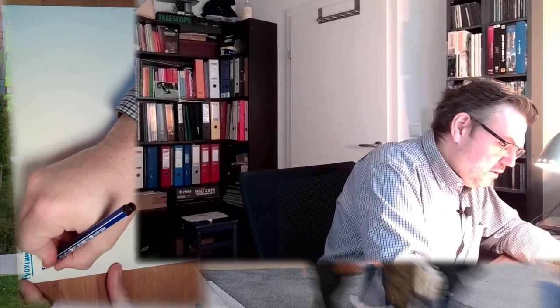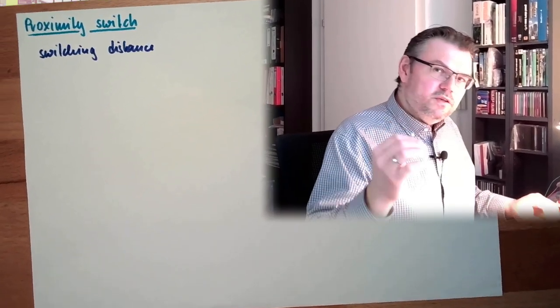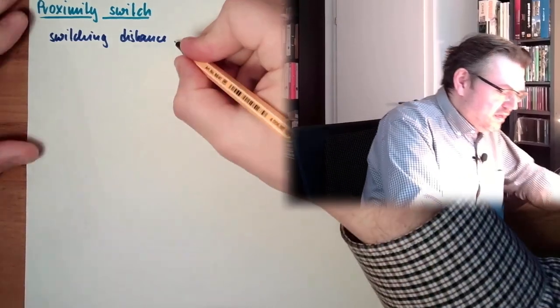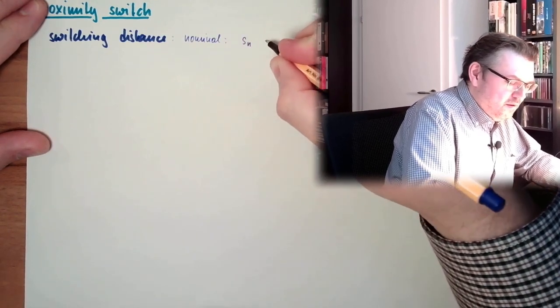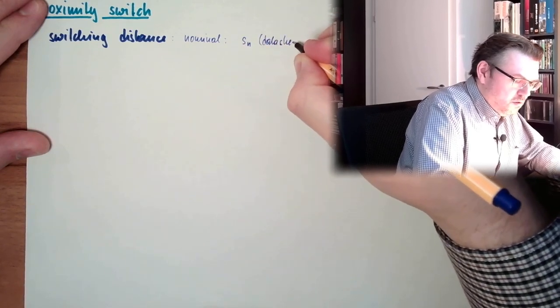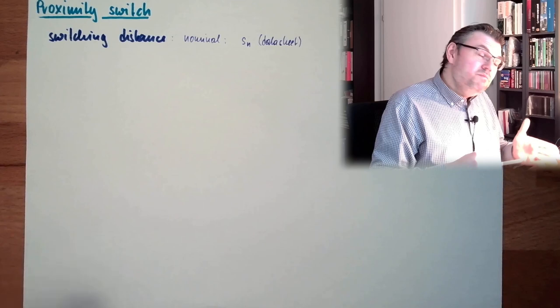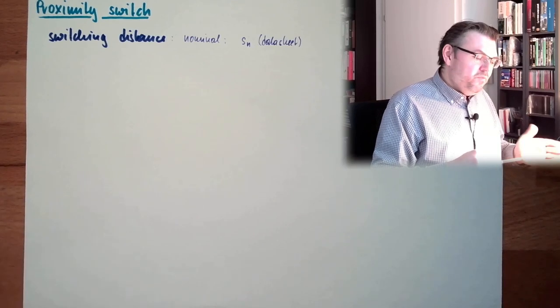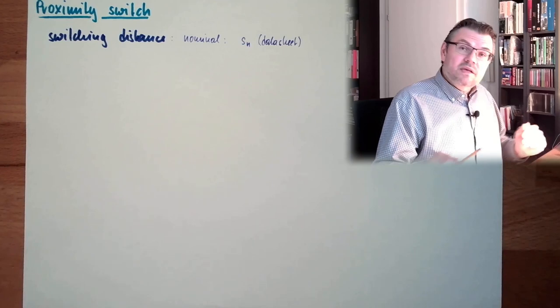If you have one proximity switch, one major indication is the switching distance. Usually in the data sheets you have some nominal switching distance, SN. They say if something is getting close to this sensor, approximating this sensor, then at a distance of 4 millimeters, 5 millimeters, 2 millimeters, whatever the nominal is, the sensor is switching. All right?